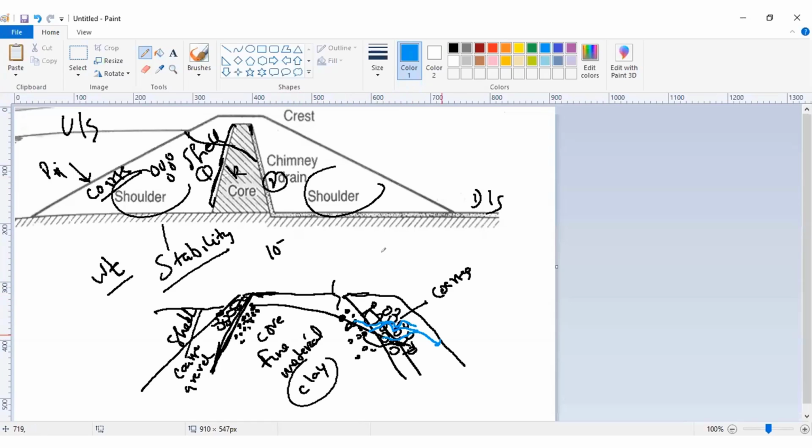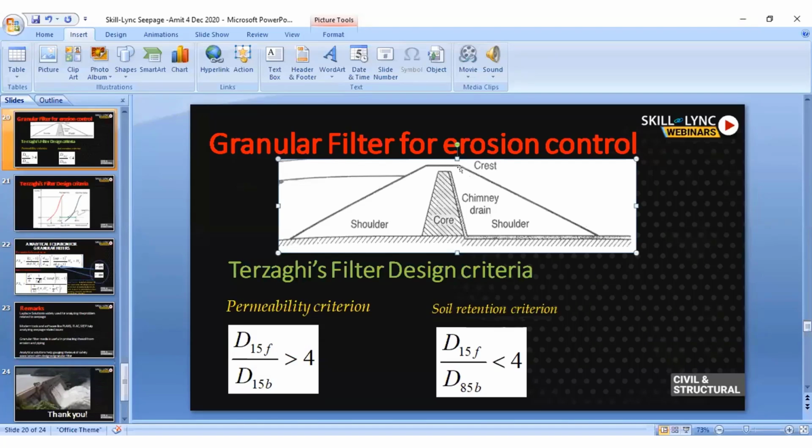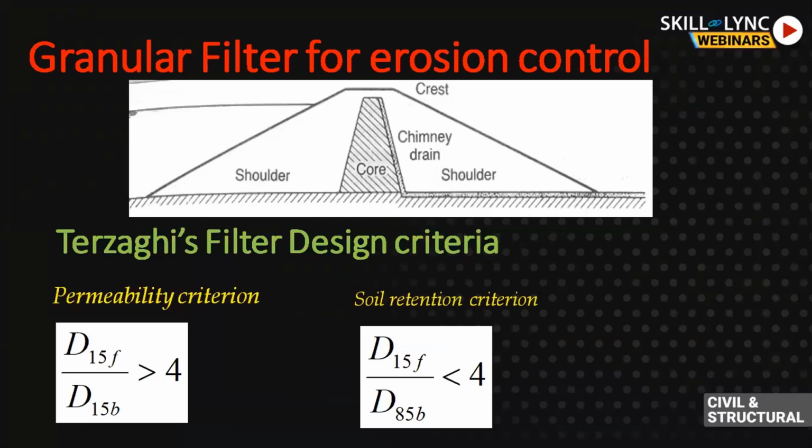So what exactly is done? You provide a layer of granular filter media here on the downstream side of the core. What it does is retain the particles here, and it allows the smooth passage of seeping water. So like that, this serves the purpose. Why you provide the granular filter layer, and what are those critical locations that are used for this granular filter media.